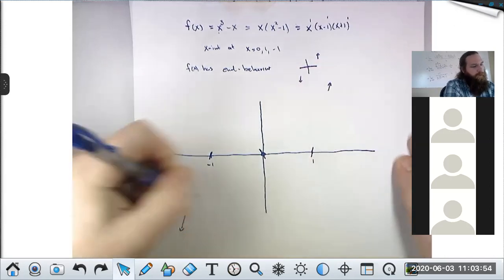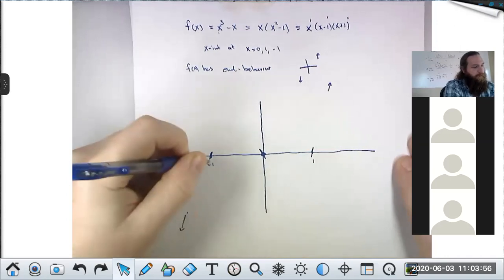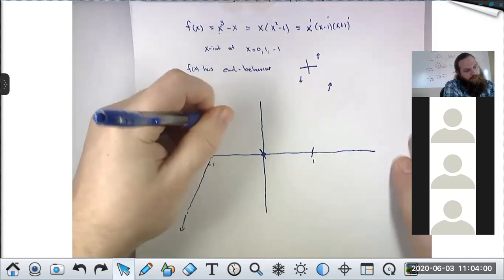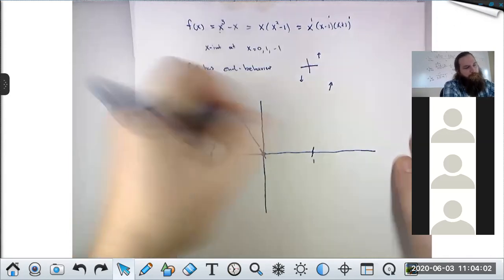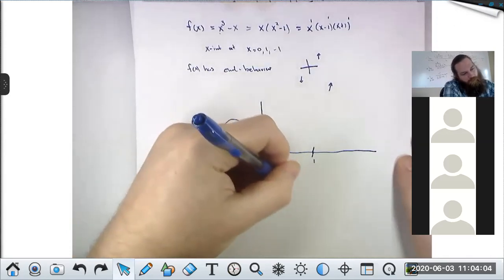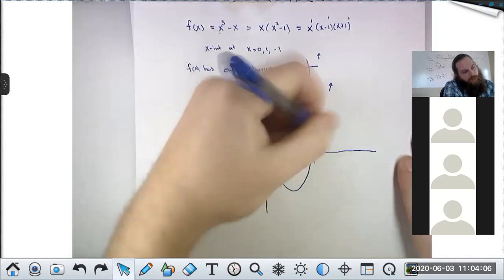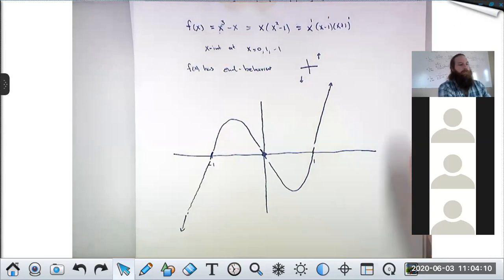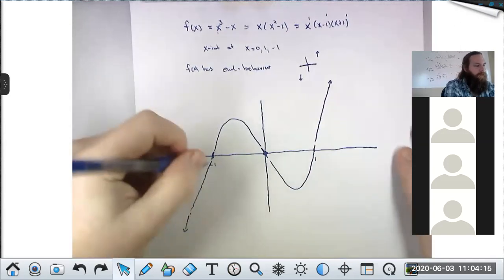So now I can fill in my nice graph. The only way to connect these pieces like this is like that. So that has to be what the graph of x cubed minus x looks like. It has to look like that. It can't look like anything else, just according to its factors.